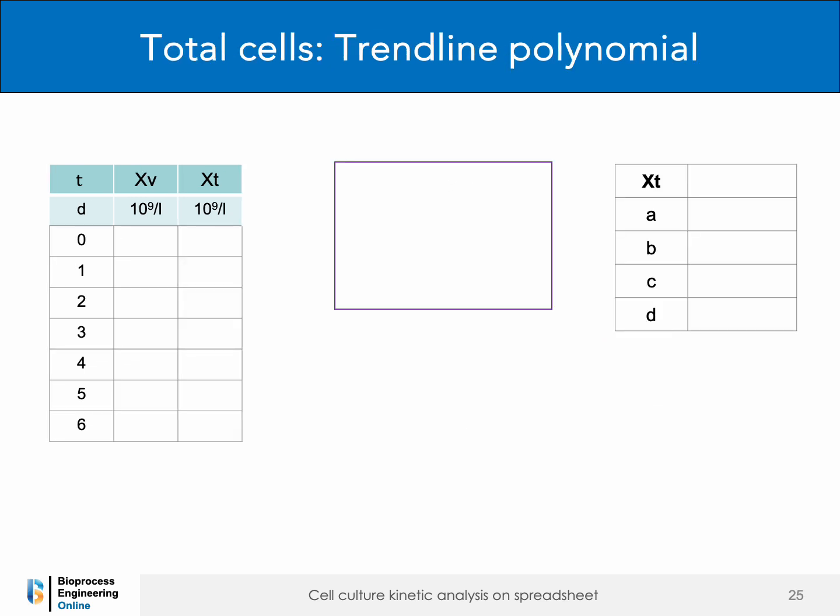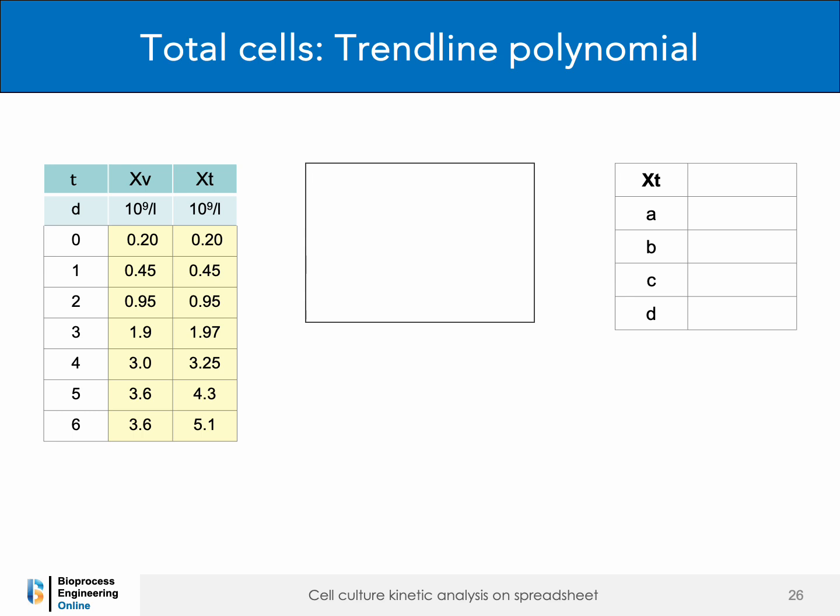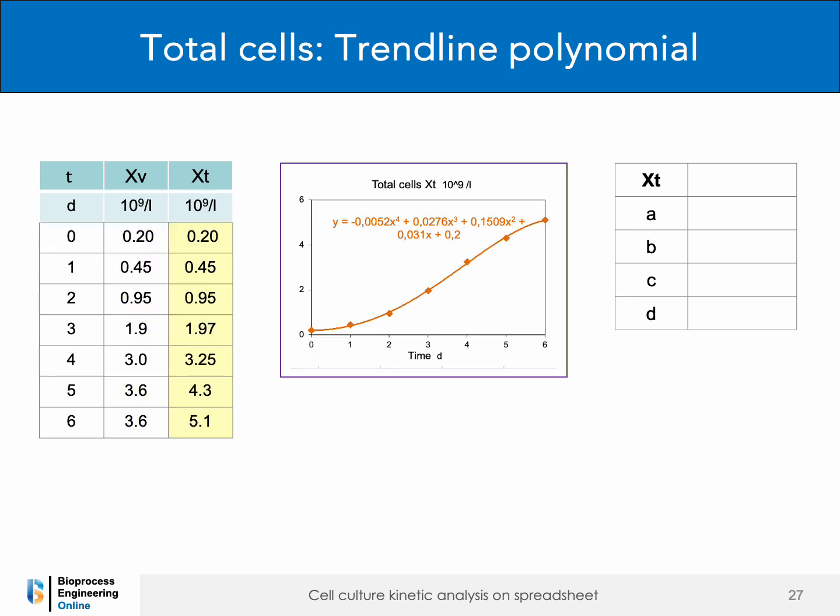In the cellular growth rate section, you first determine the fourth-order polynomial curve that best fits the total cell concentration variation. The procedure is the following. Transfer from the above experimental results table the viable Xv and total cell Xt concentrations during the culture. On the Xt versus time graph, add the trendline fourth-order polynomial curve through the experimental points and display the curve equation.